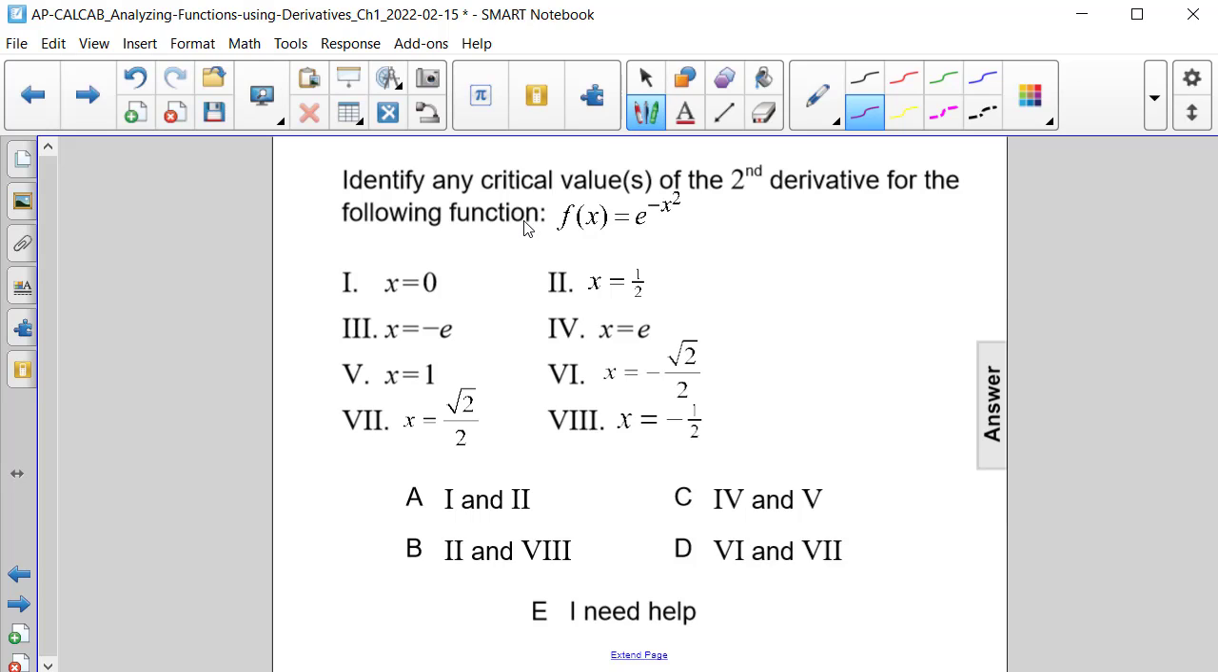Find any critical values of the second derivative for the following function. f of x is equal to e to the negative x squared. All right, so in order to get to the second derivative, first we have to find the first derivative.